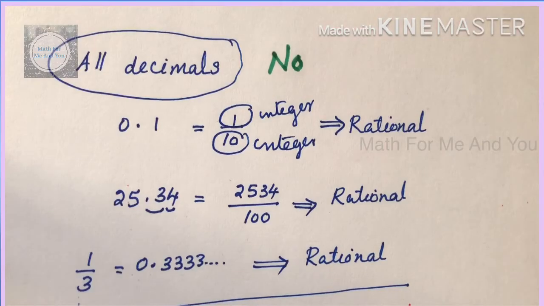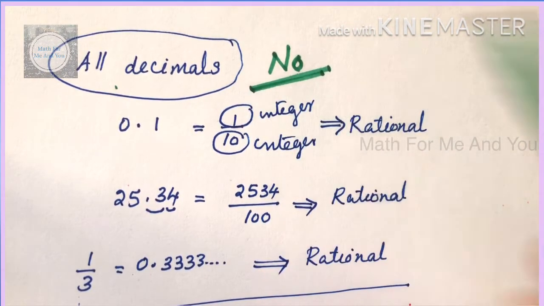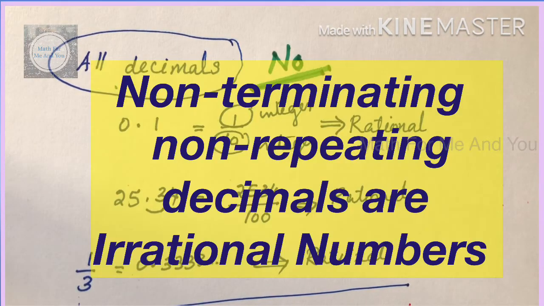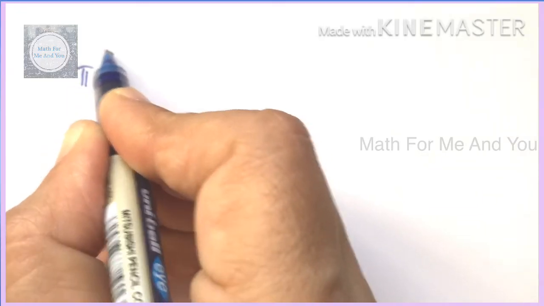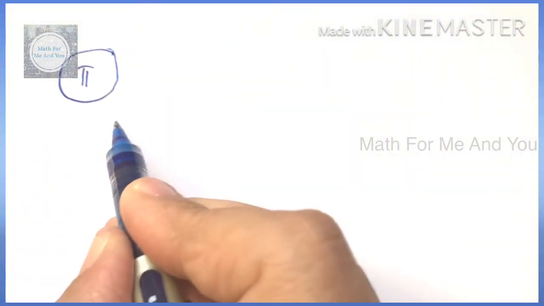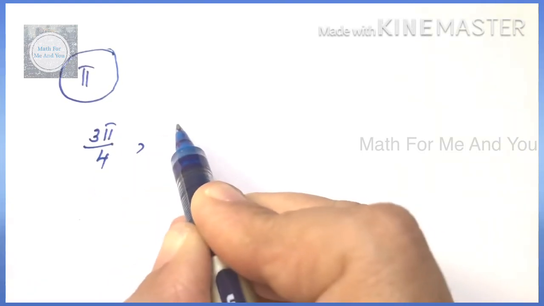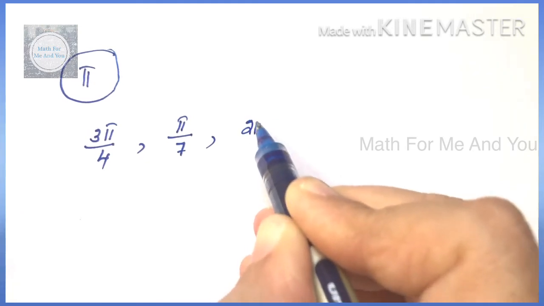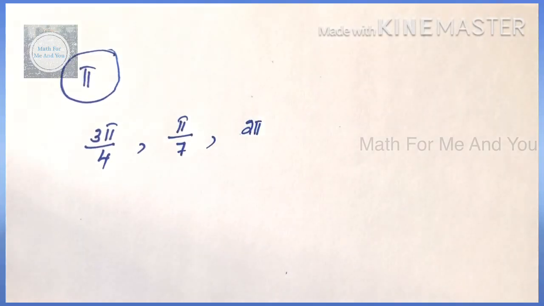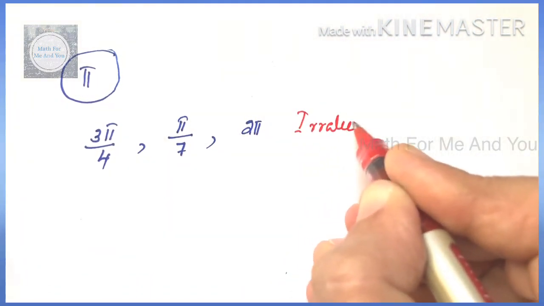Now we come back to our question. All decimals, are they irrational? No. Which decimals are irrational? Non-terminating, non-repeating decimals are irrational numbers. We have already discussed that pi and the numbers connected with pi are irrational numbers. For example, 3 pi by 4 is a number connected with pi. Again, pi by 7, 2 pi, all these numbers are pi or numbers connected with pi. And what type of numbers are they? They are irrational numbers.